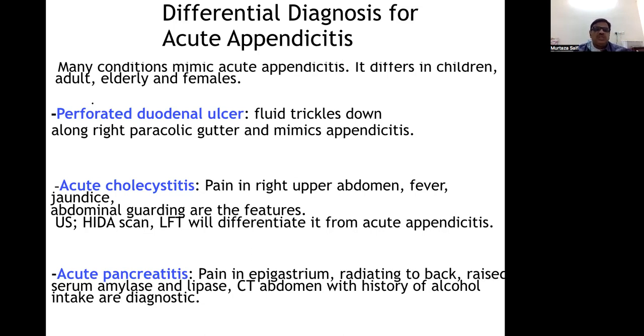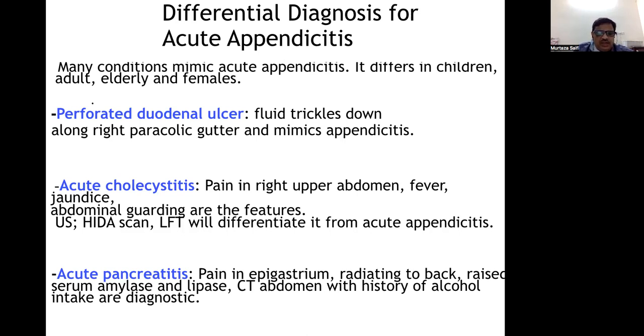Second is acute cholecystitis, which may mimic acute appendicitis. Pain in the right upper abdomen, fever, and jaundice can occur in acute cholecystitis, but may not be present. Abdominal guarding is a feature. Ultrasound, HIDA scan, and LFT will differentiate it from acute appendicitis.